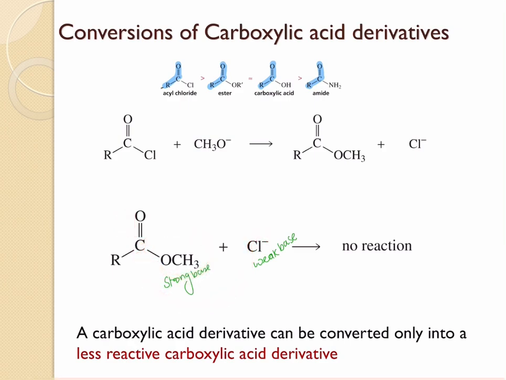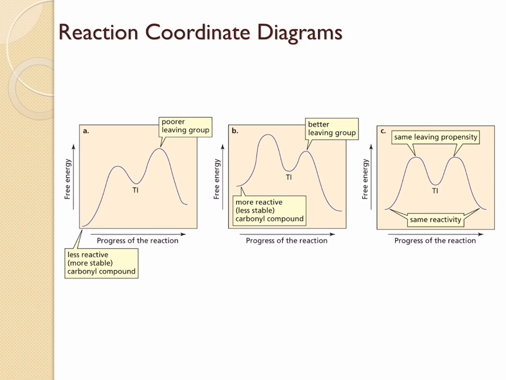So there will be no reaction. Here are the reaction coordinate diagrams for the three different conditions that we have talked about. In the first case, we have a weaker incoming nucleophile. Here we have a stronger nucleophile. And here, both the leaving group and the incoming nucleophile have the same basicity.